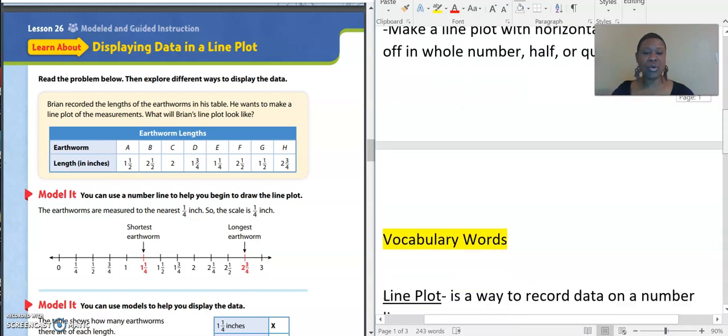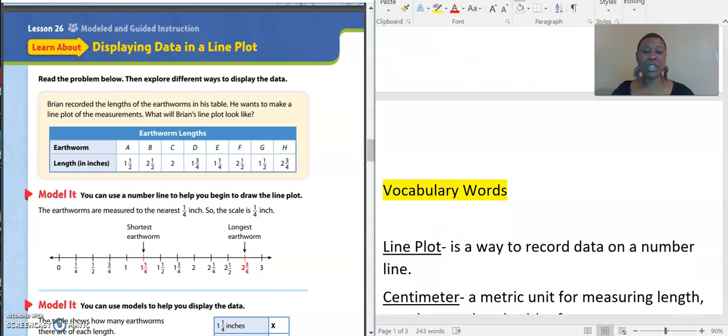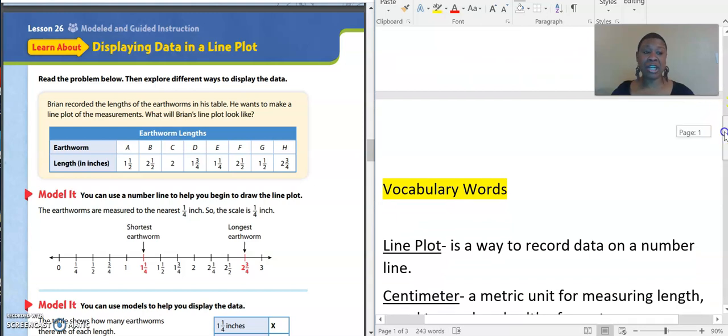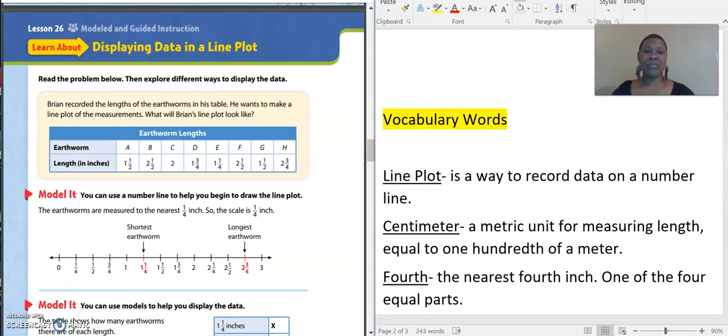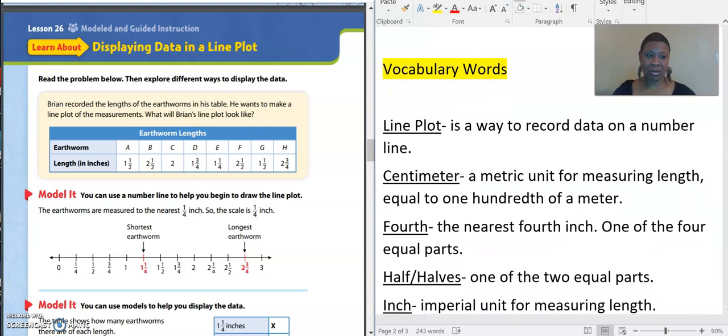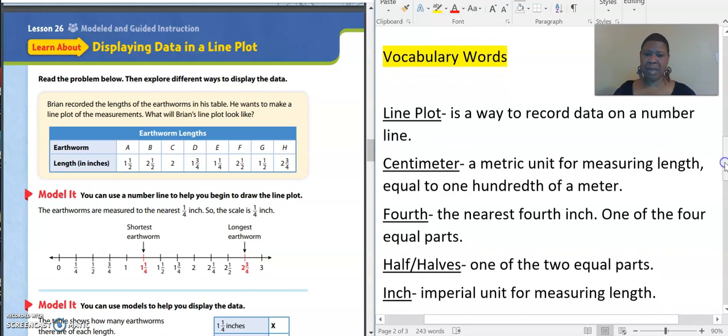I want you to know the vocabulary words can be found here. They have been recorded in the first lesson, in part 1 and part 2, and now you're in your day 2 lesson, so you can definitely go back and utilize those as much as you need to help you understand this lesson. Today we're going to be doing that line plot, and making sure you know that it is a way to record data on a number line.